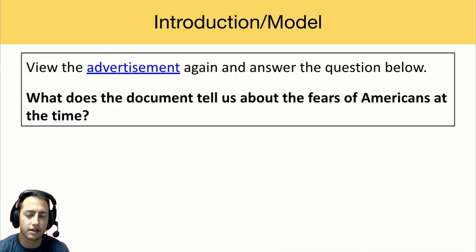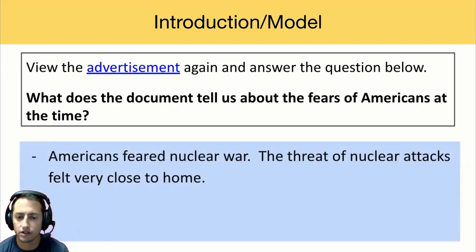Here, we're thinking about that advertisement from earlier in the lesson a little bit again, thinking about Americans fearing nuclear war and the threat of nuclear attacks and how close to home that was. Really driving home that this wasn't a far away fear, that Americans were scared that this was going to happen to them on a pretty much daily basis.